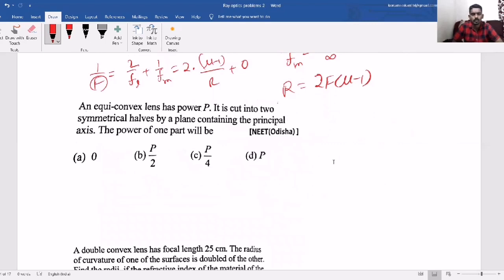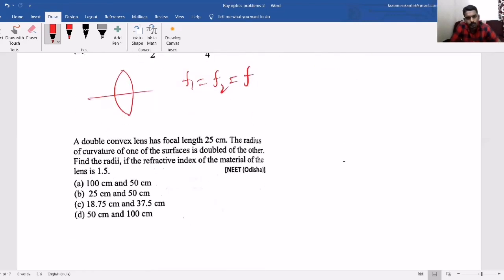Now, this is again a similar question, the same simple question which we already discussed. An equiconvex lens of power P is cut into two symmetrical halves by a plane containing the principal axis. That means now they cut it like this along the principal axis. So as I said, F1, F2 both remain same as F. So initial power is P. Now the new power also remains the same, because the focal length remains same in this case.